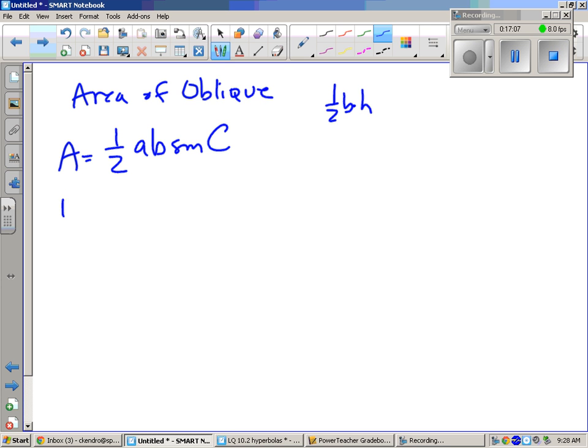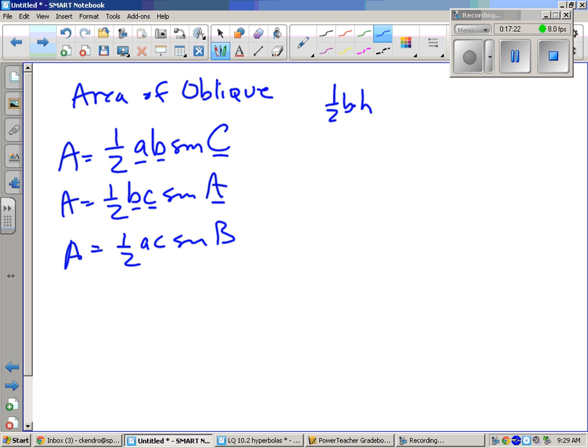Now, that's not the only version. I could have two other sides like B, C, and then I'd have to use sine of A. Or I could have 1/2 AC and then I'd have to use B. But regardless, A, B, and C are represented in all three of these. So this works when you have side, angle, side. And you can plug those things in.